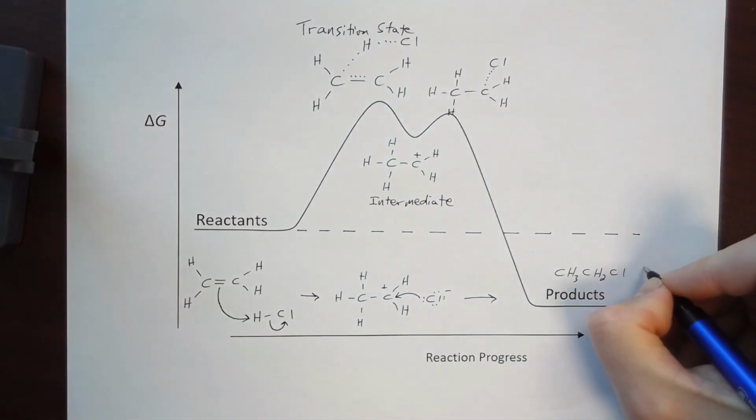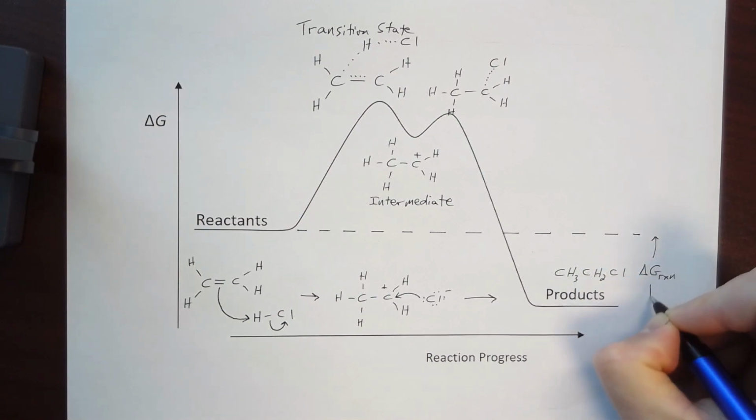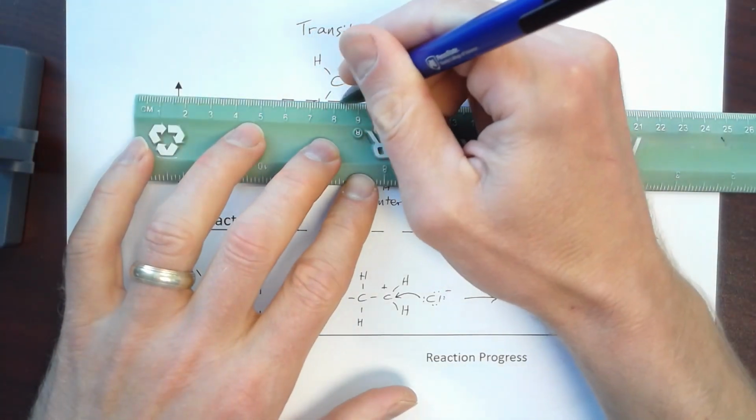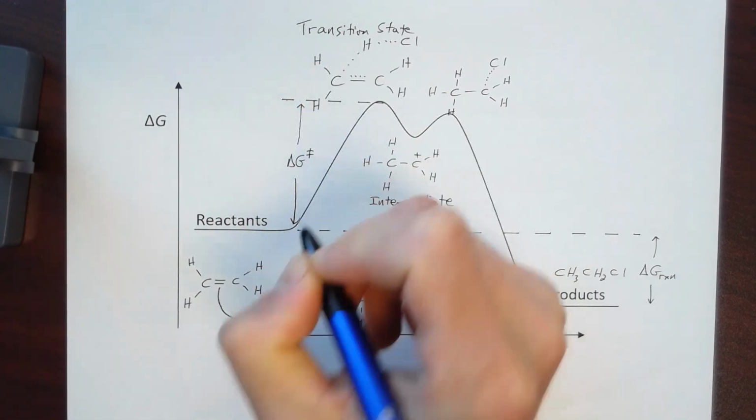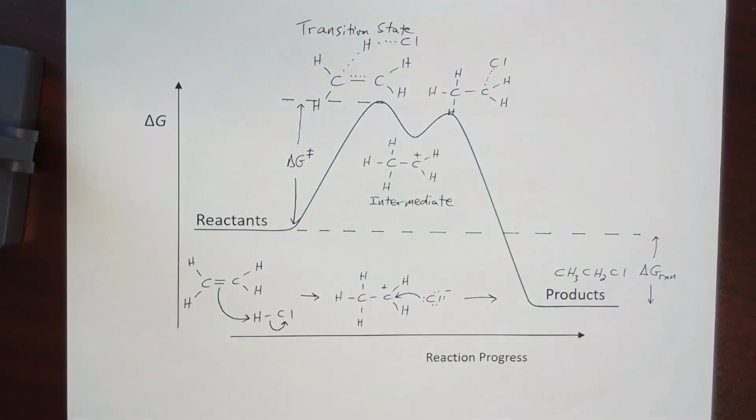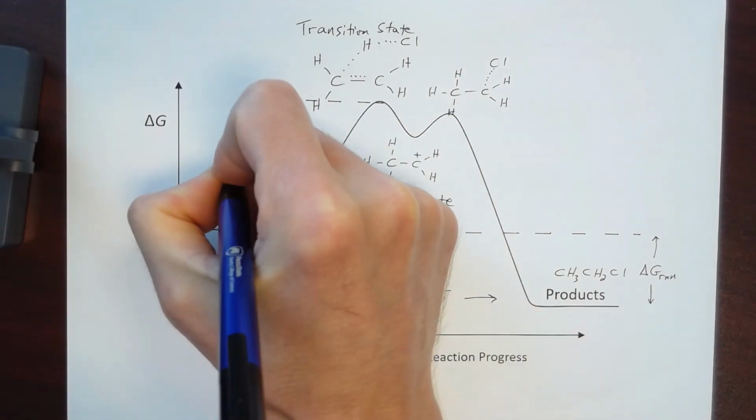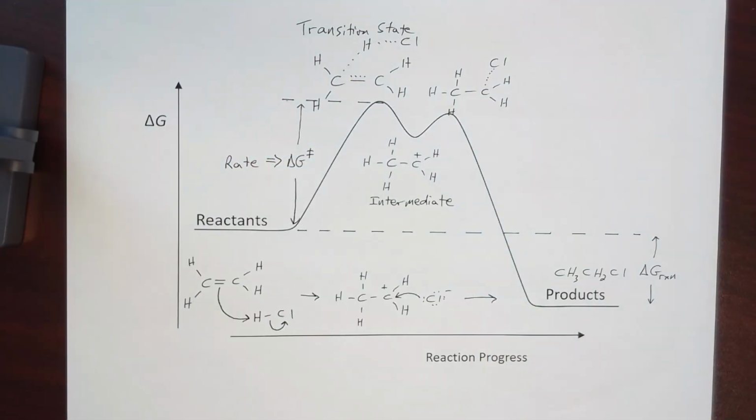The overall change from reactants to products is the free energy of the reaction and is related to the equilibrium constant. The peaks, transition states, represent energetic barriers and are related to the rates of reactions. Reactions with higher peaks, more energetic transition states, react more slowly than those with lower peaks.